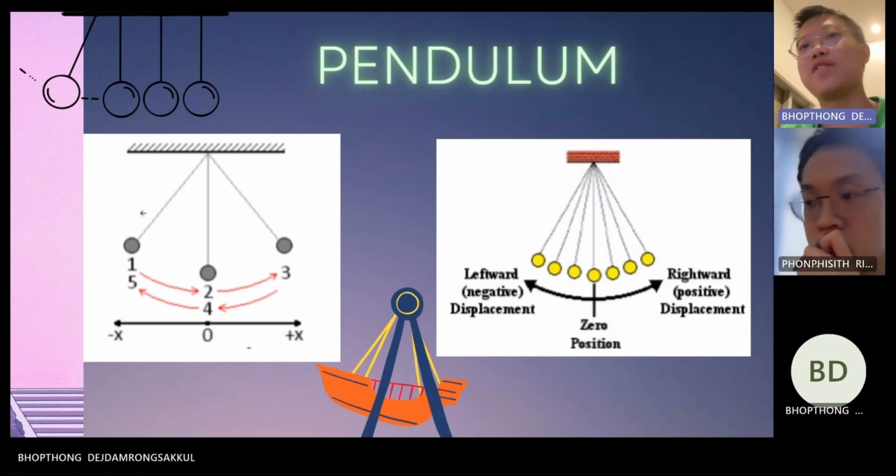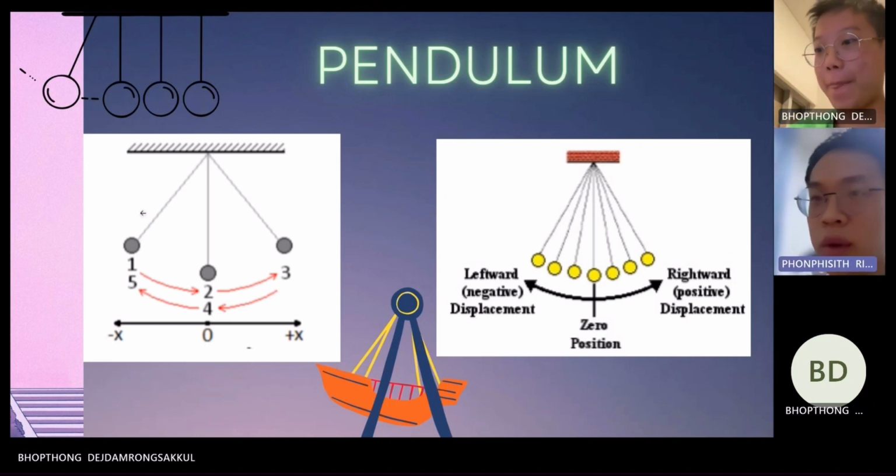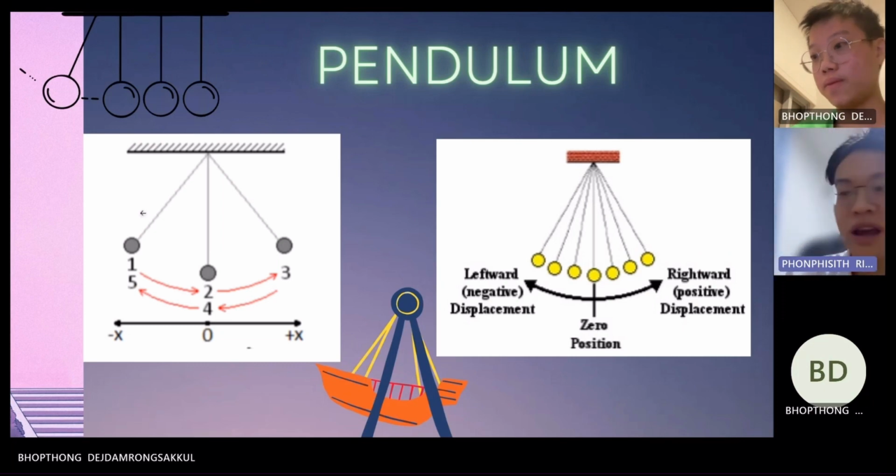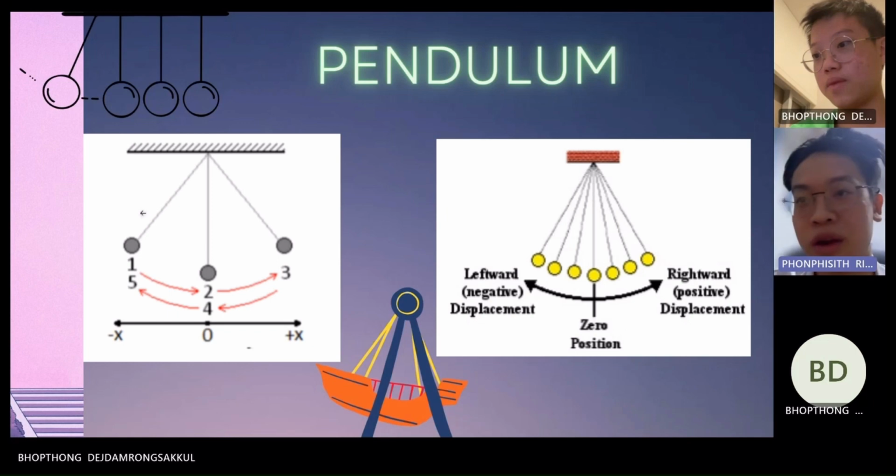So how is this different? Let's start at point number 1. Point number 1 is when the acceleration is the highest. The acceleration is highest at point 1. The displacement is the least at point 1 because it hasn't moved yet, and the velocity is at rest.